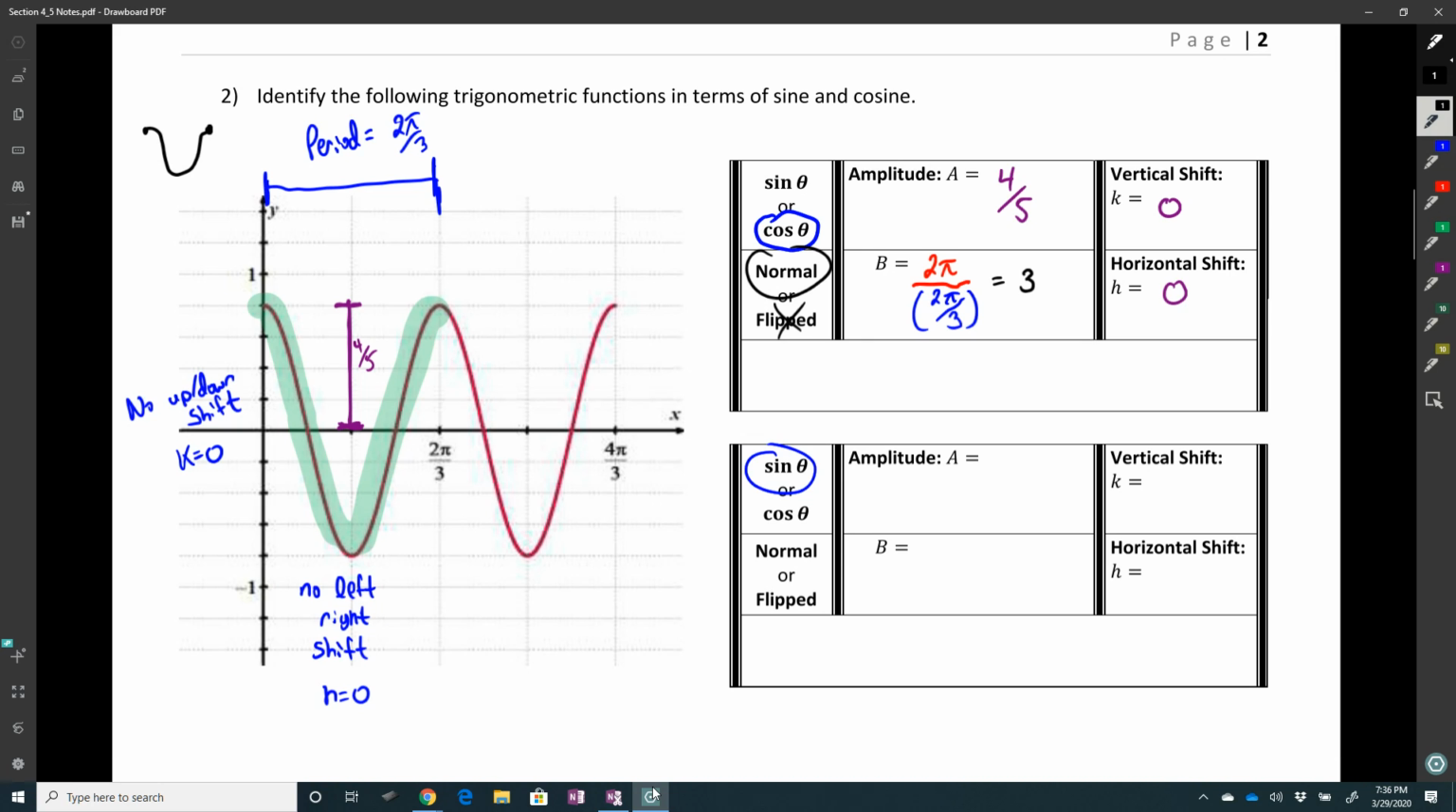My answer is going to be positive 4/5 cosine, and B is 3, so 3x. And that's it. That's your answer. But again, the starting point determines everything. So let me see in my notes which route did I take here.